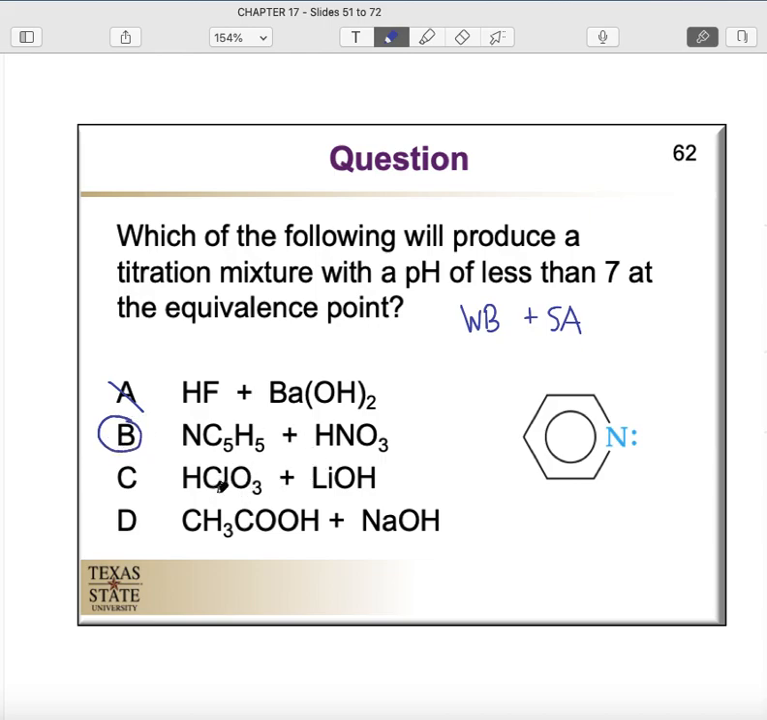The next one, we have strong acid, strong base. So that one does not qualify. The last one is a weak acid with a strong base. If that were the case, the equivalence point would actually have a basic pH, meaning that the pH would be greater than 7. So that is not the right choice.